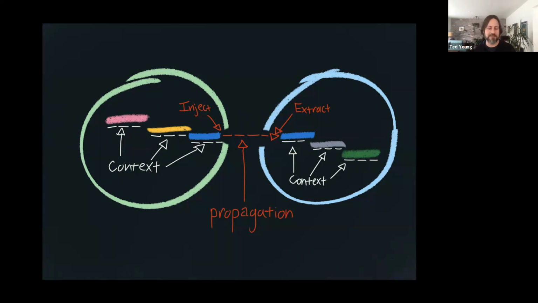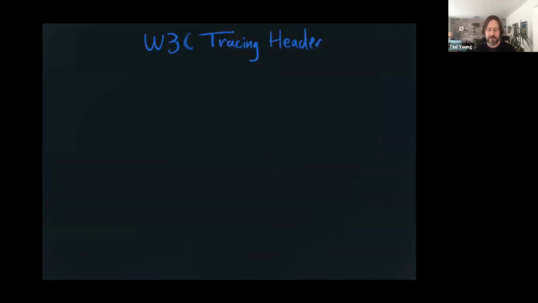And so one common misconfiguration is to have one service configured to propagate B3 and another one configured to propagate trace context or something else, and then they don't talk to each other. But yeah, B3 is the most common one out there.